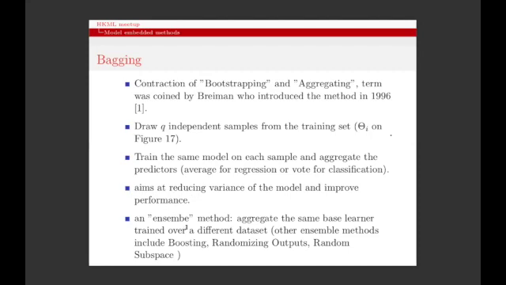This is part of the family of ensemble methods, whose idea is to aggregate the same base learner trained over a different data set. In this case, it's different bootstrap samples drawn from the same data set. Other ensemble methods that are widely used include boosting, randomizing outputs, and random subspace.